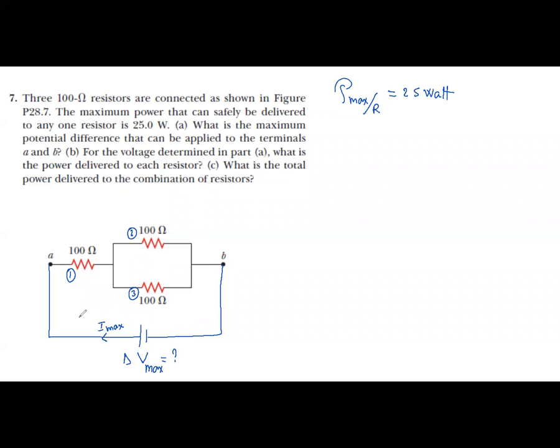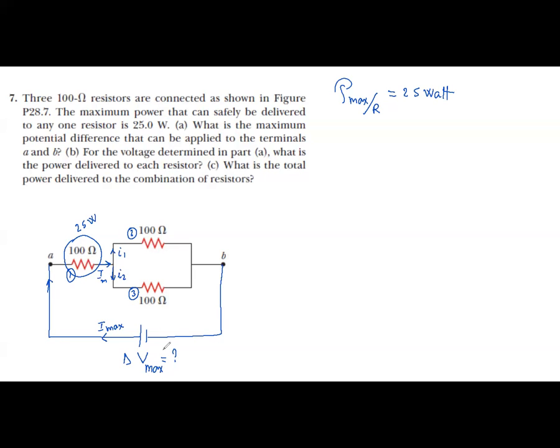If we have I max, here we get a power max equal to 25 watt. So here we have I max, and here we have I max. This I max will be divided into two parts. Here we have I1 and here we have I2. Now I want to find delta V.